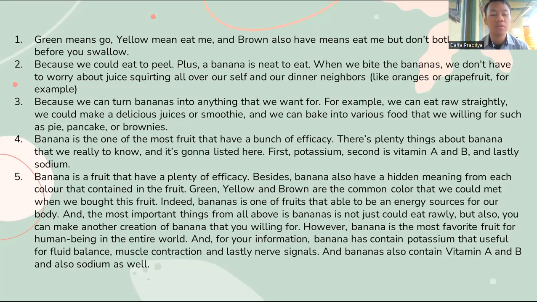And the most important thing from all above is that banana is not just eaten raw, but you can also make another creation of banana that you're waiting for. However, the banana is the most favorite fruit for human beings in the whole world. And for information, banana contains potassium, which is useful for fluid balance, muscle contraction, and lastly, nerve signals. And bananas also contain vitamin A and B and also sodium as well.